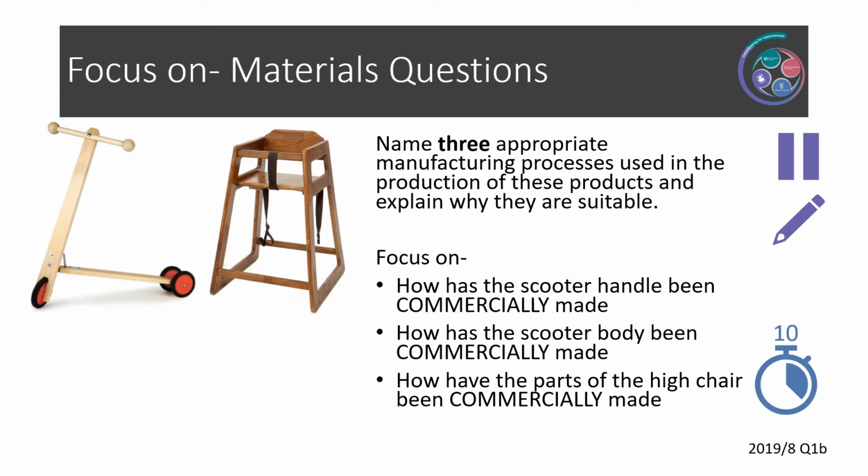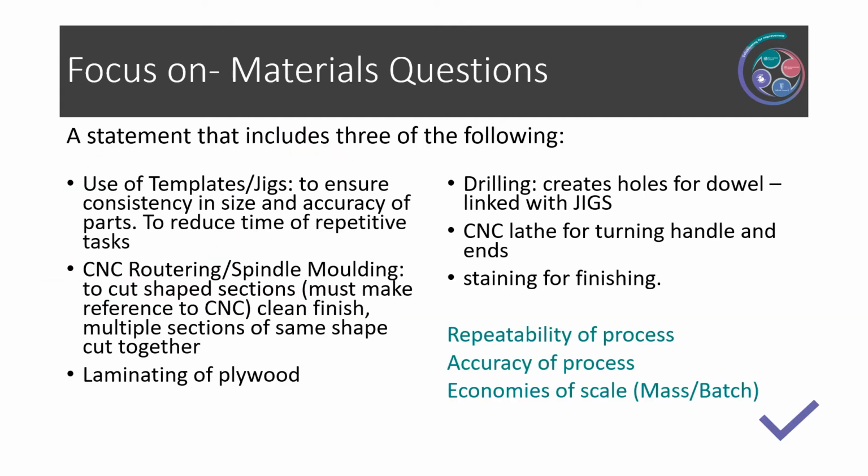Before we move on to look at a different material, I'd like us to think about these products and how they have been commercially manufactured. Question B in the higher paper will always ask you to name 3 appropriate manufacturing processes used in the production of the product and to explain why they're suitable. For these products, I'd like you to focus on how the scooter handle has been commercially made, how the scooter body has been commercially made, and how the parts of the high chair have been commercially made. For a 6-mark question, this should take you no more than 10 minutes. Time to mark your answer.